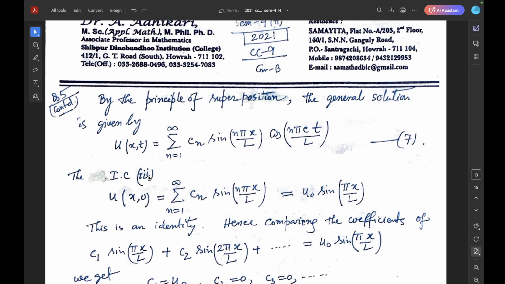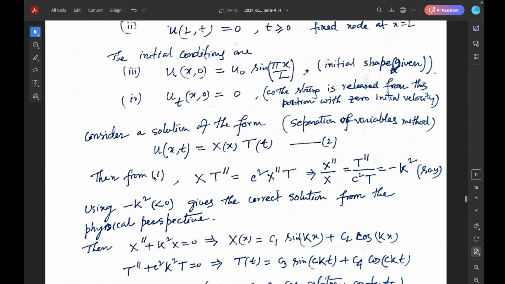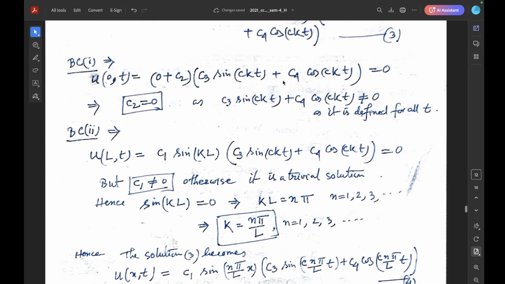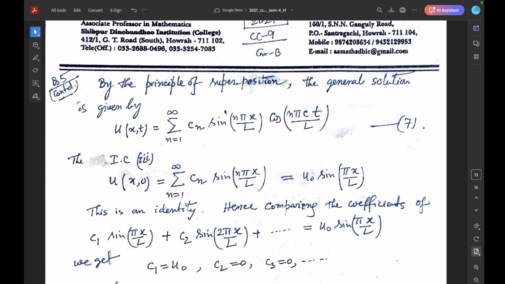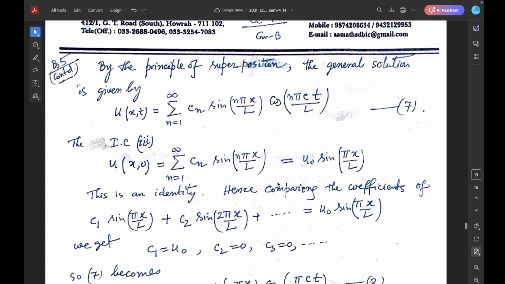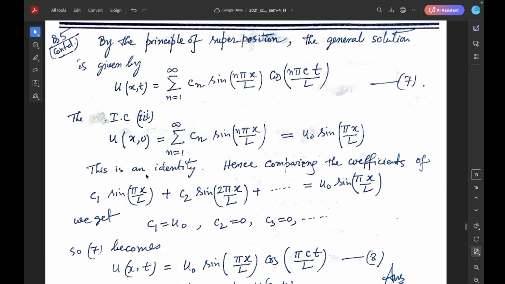Now the initial condition 3 gives u(x,0) equal to u0 sin(pi x/L). So putting t equal to 0, cos 0 is 1. So from 7 we get summation Cn sin(n pi x/L). Now this equals u0 sin(pi x/L), which is given for t equal to 0. u(x,0) equal to this is an identity.